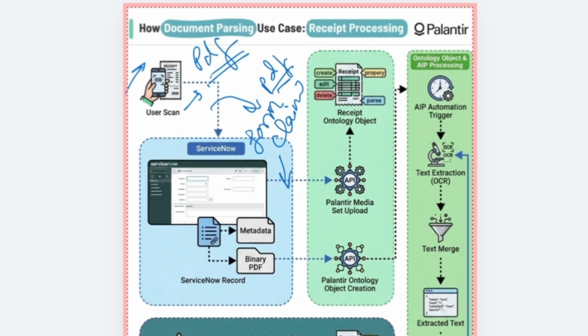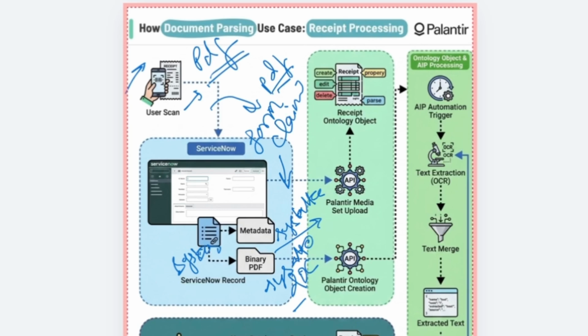As soon as the user submits the PDF, ServiceNow stores it in the sys attachment table. ServiceNow stores the attachment in 2 different formats. One is the metadata, stored in the sys attachment table, and the binary PDF, stored in the sys attachment doc table. These are two different tables, and because we want to send the whole PDF, we will be using sys attachment doc and sending it to Palantir.